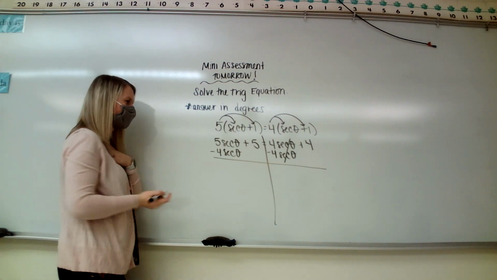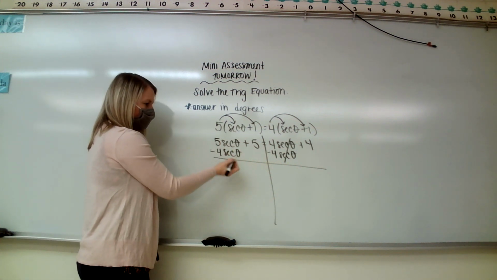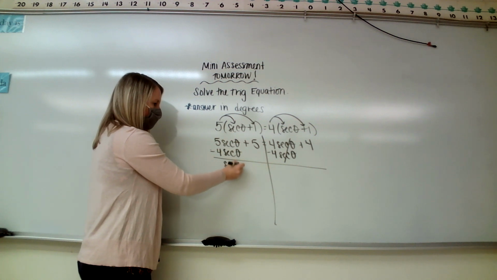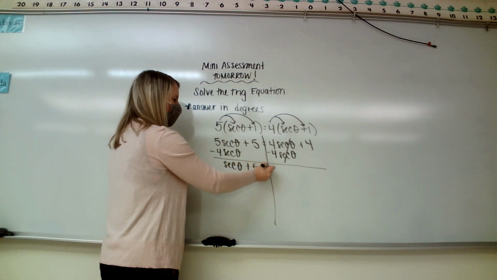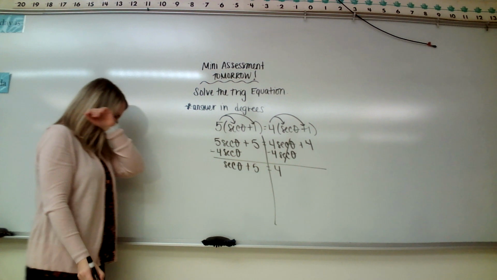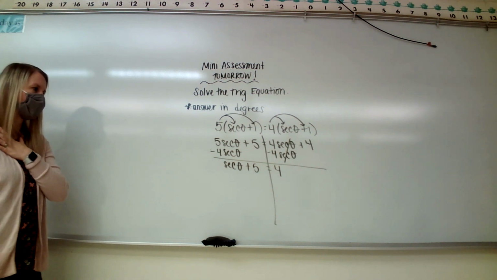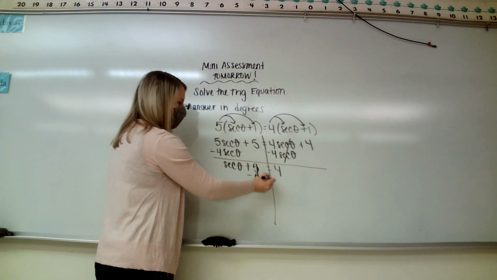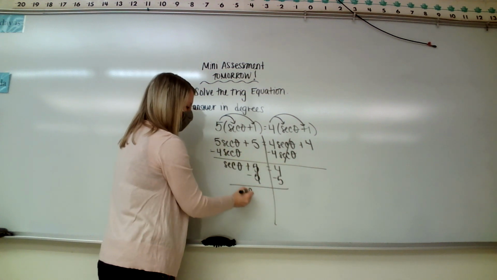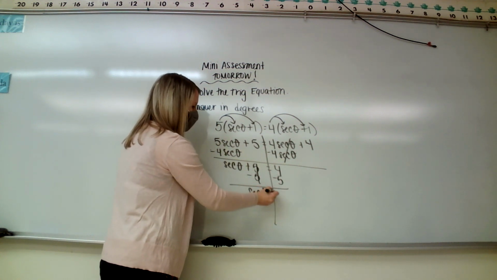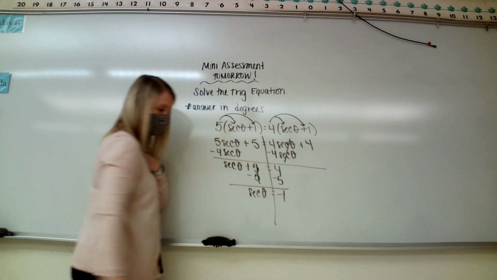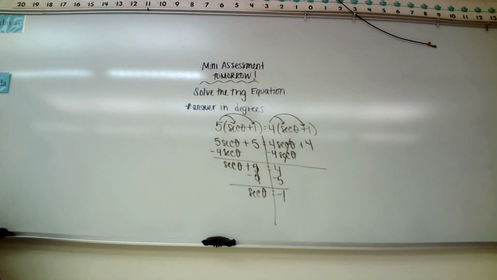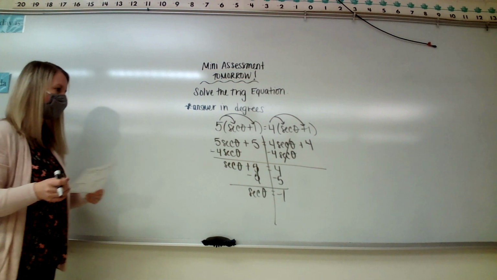So we end up with what? Just secant theta, because 5 minus 4 is 1. So I can just write that as secant, or you can put the 1 in front if you like. And then to get secant by itself, I'll just subtract 5. Secant theta equals -1. I grab my chart, so that's always my main goal where I'm getting my final answer.